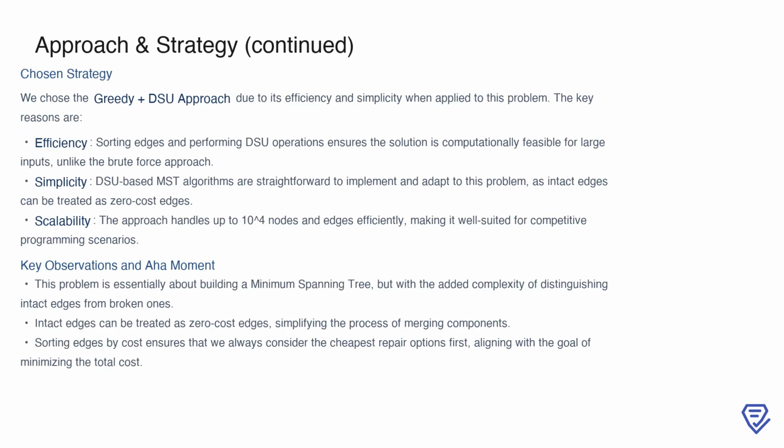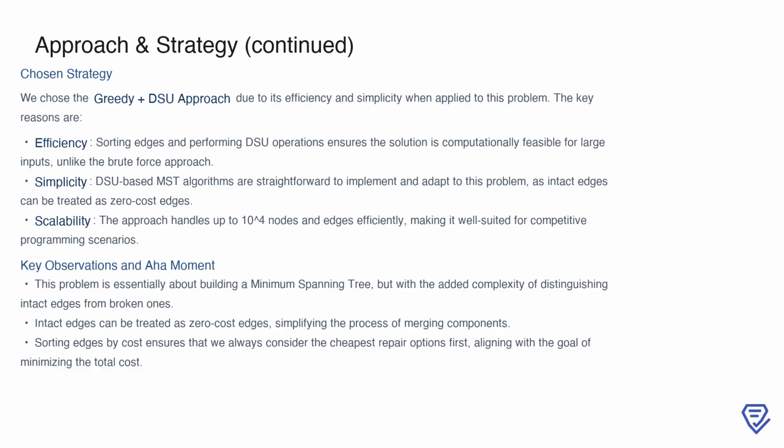However, handling intact and reparable edges in Prim's algorithm requires some additional pre-processing, which can make the implementation slightly more complex. Given these options, we chose the greedy plus DSU approach as our solution strategy because it strikes the right balance between efficiency and simplicity. Sorting edges and performing DSU operations are computationally feasible even for large inputs, which makes this approach scalable to graphs with thousands of nodes and edges.